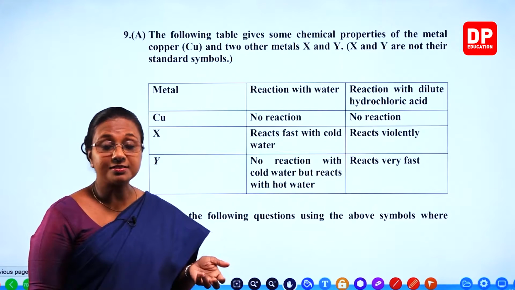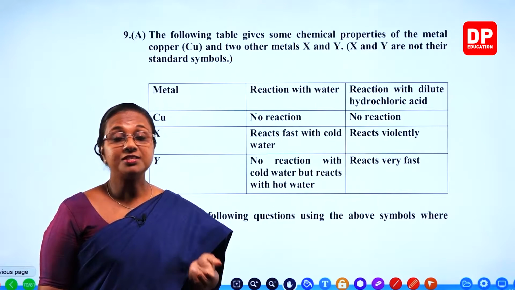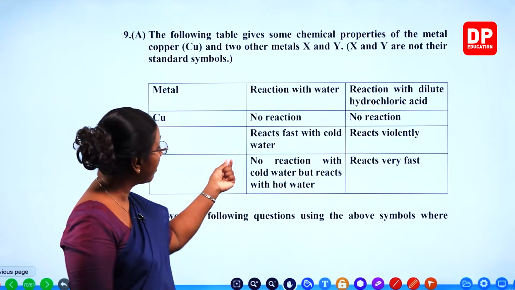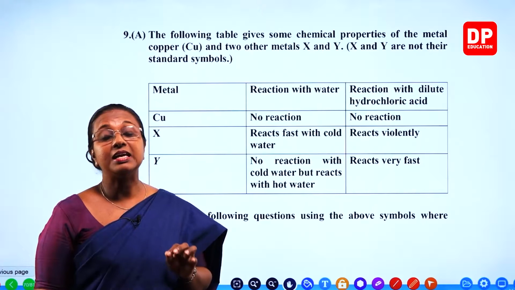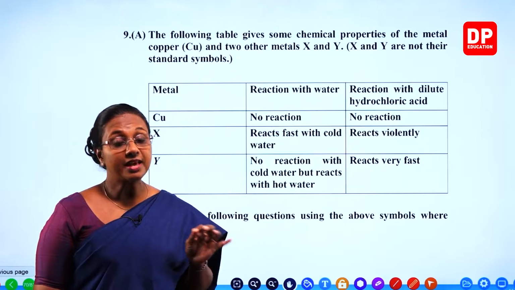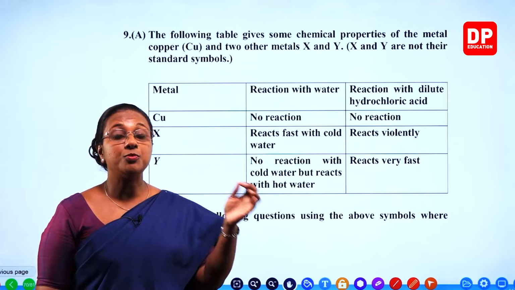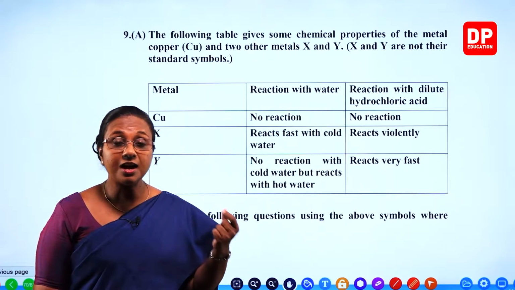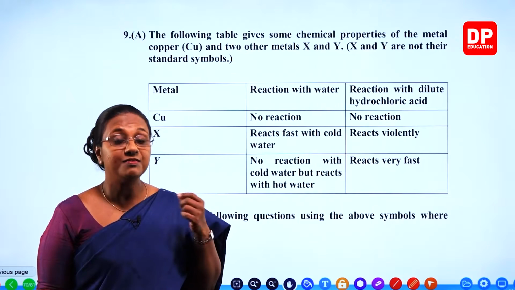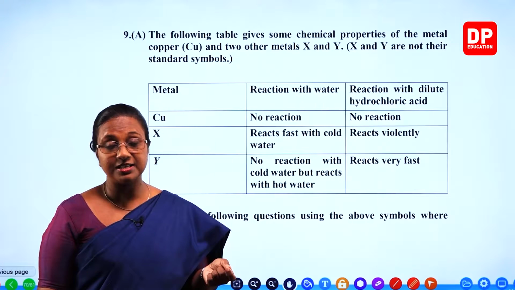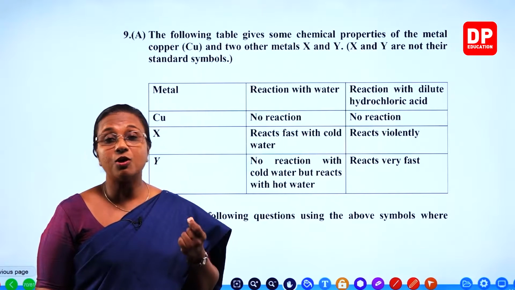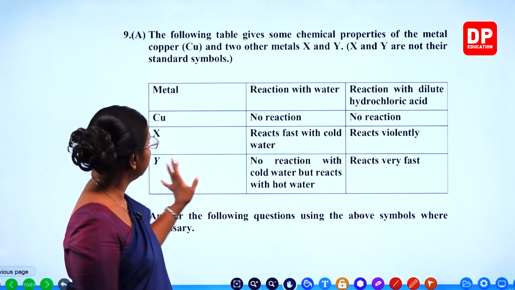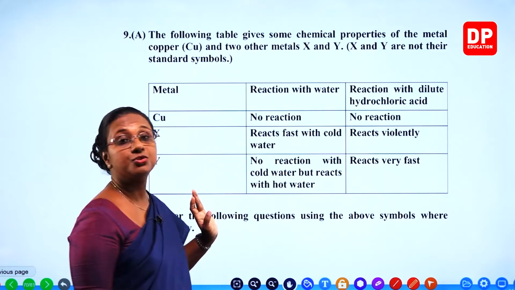We have discussed some of these reactions. You can remember the metal that reacts fast with cold water is sodium. It is actually a vigorous reaction. When you put a piece of sodium into water, it floats in water, it darts around on the surface of water, gives out a hissing sound because of the hydrogen gas liberated, and it is a very vigorous reaction. So this has to be sodium.